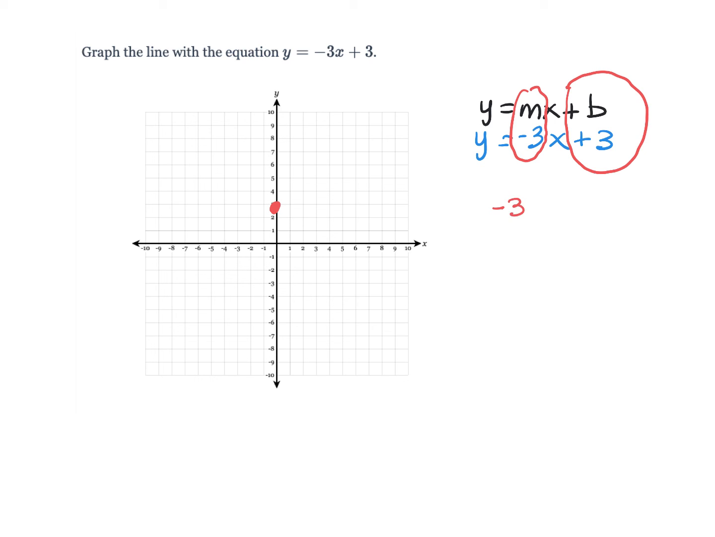It's maybe useful to say, oh, that's really negative 3 over 1. It's a rise over a run. And when it's negative, we know that the slope is going to look like this. It starts high and goes down low. So we're going to go down 3 and to the right 1 to make that next point. If we prefer to go up 3, we would then have to go to the left 1 to make it look like a downhill slope.